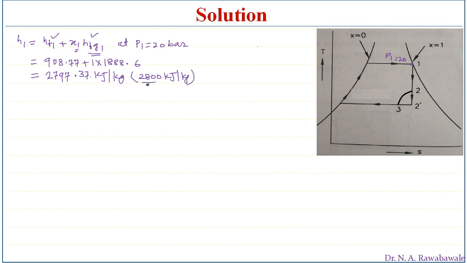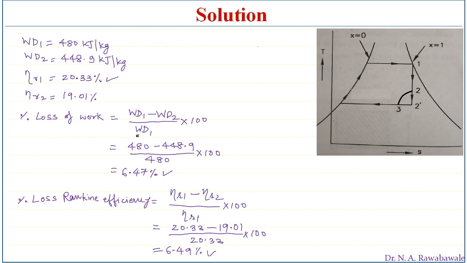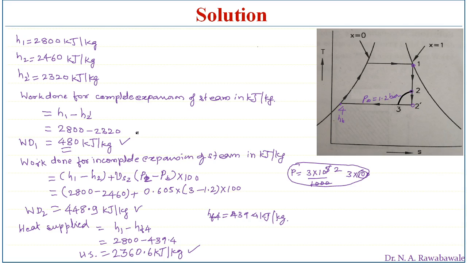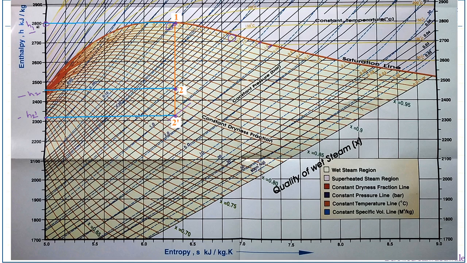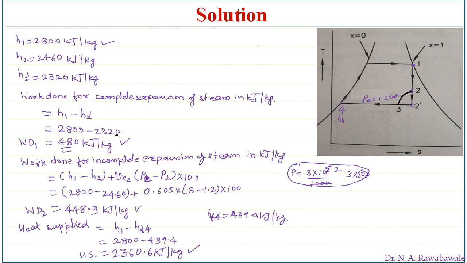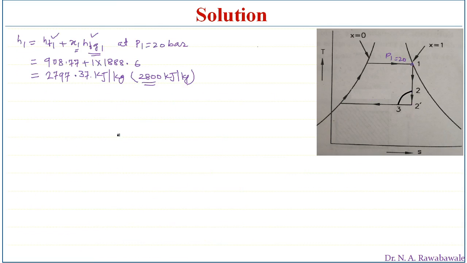The value 2800 was the value of H1 we have obtained using Mollier chart, that we can see. H1 is 2800, which we obtained by using Mollier chart. So here in this Mollier chart H1 value was 2800. Now to find out the value of H2 dash, it is not so easy.